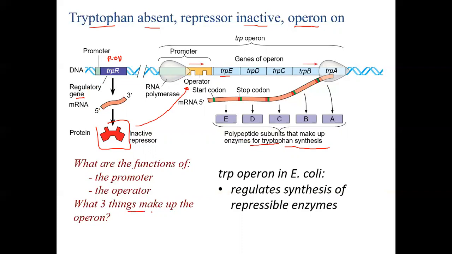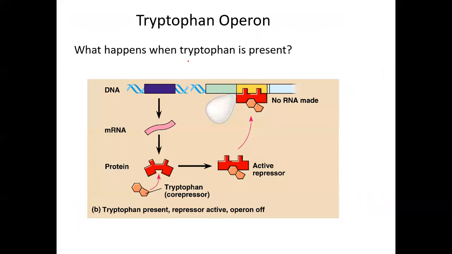So what three things make up an operon? You've got the promoter, the genes of the operon, and the regulatory gene, right? Those are the big three. So let's say all of a sudden you make a bunch of tryptophan. Where is that tryptophan going to go? Well, it's going to bind to the repressor protein and make that repressor active, and then it's going to stop the synthesis of all this, okay?